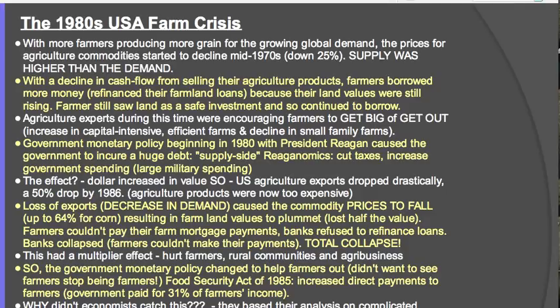Because of this farm crisis, a lot of farmers got out of the farming business. And so consequently, we have a lot more large agribusiness, large corporations, multinational corporations that are in farming in the United States, which have a huge influence on farm policy at the government level.